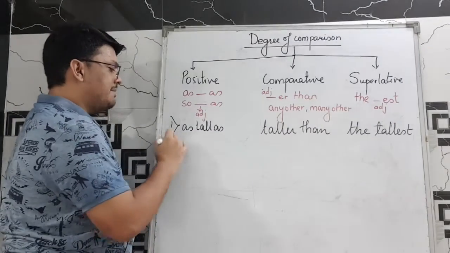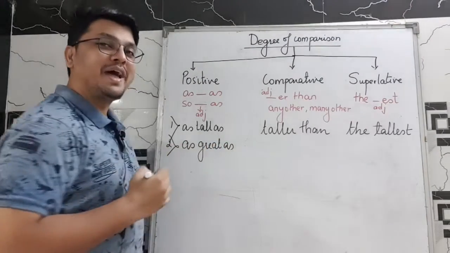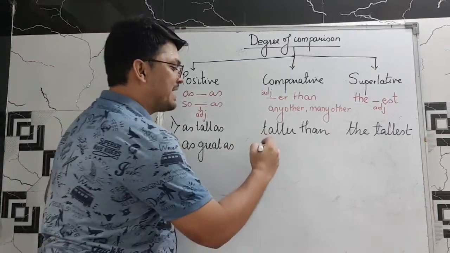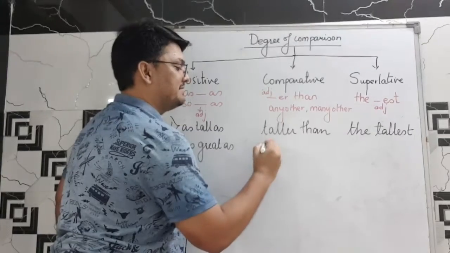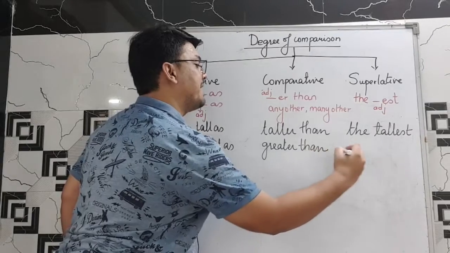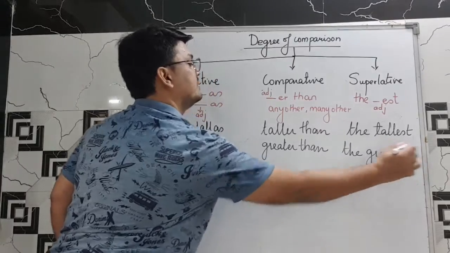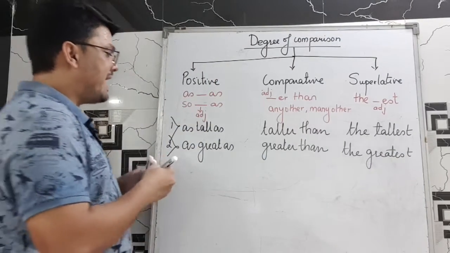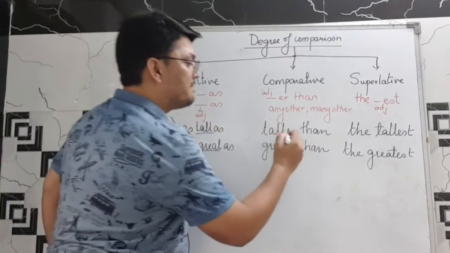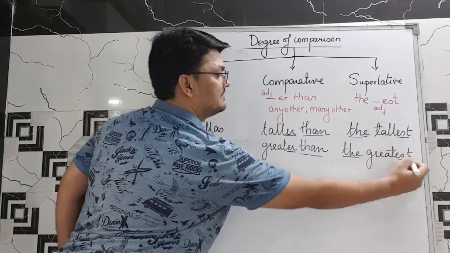Let's go with the second example. As great as. So as great as is a positive degree. So in comparative degree, student, it will become greater than. And here it will become the greatest. So you can see, student, how I changed my adjective tall and great, how from positive it changed into comparative. You can see I added er then and here the est.